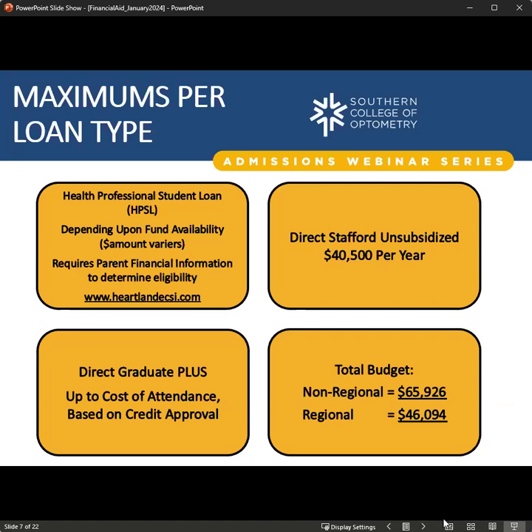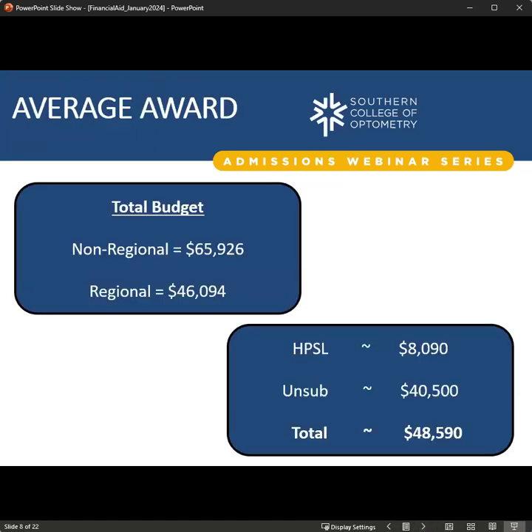Next slide, please. And again, these are just some dollar amounts showing the average loan amount. These numbers you see are current numbers. Those numbers may change for the 24-25 school year. Next slide, please.